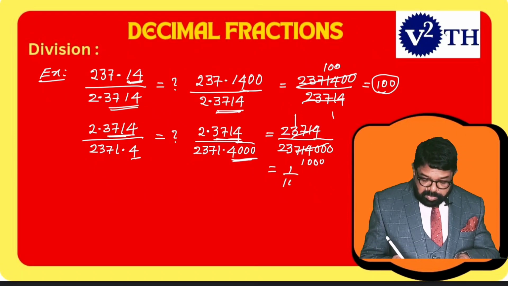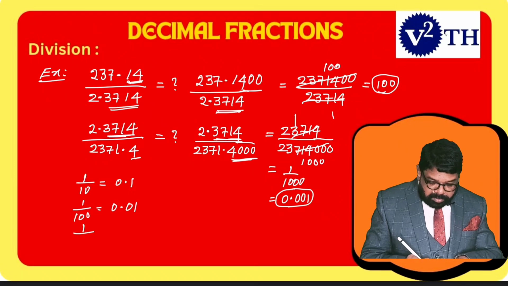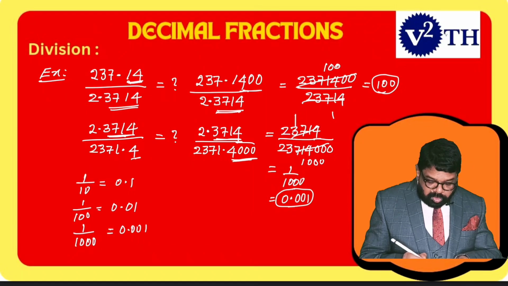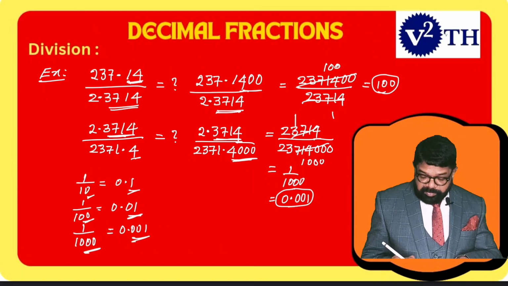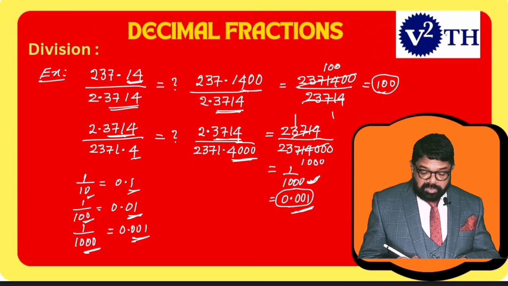What is 1 by 1000? Its value has 3 zeros after the decimal, 3 digits: 0.001. You know this list: what is 1 by 10? 0.1. 1 by 100 is 0.01. So 1 by 1000 is 0.001. Understood? After the decimal, 1 zero means 1 digit, 2 zeros means 2 digits, 3 zeros means 3 digits. That is the strategy. 1 by 1000 can be written as 0.001.